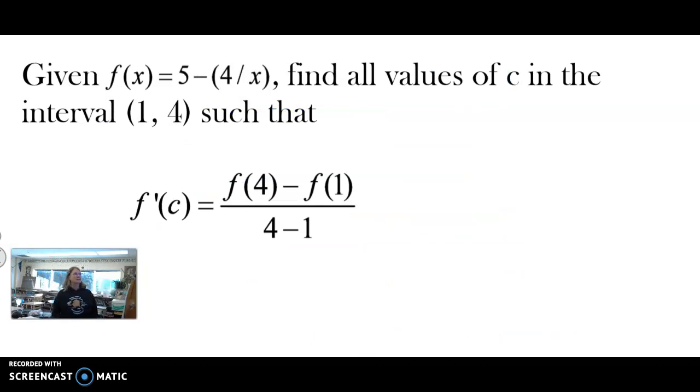And then we'll talk about Rolle's theorem, which is a special case of the mean value theorem. So here's my function, f of x equals 5 minus 4 divided by x.